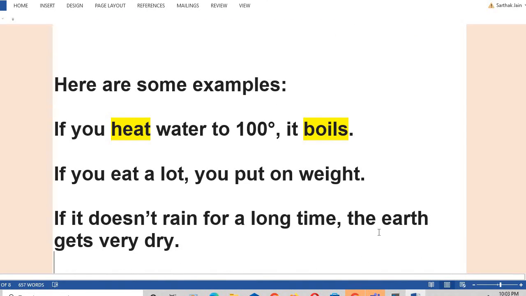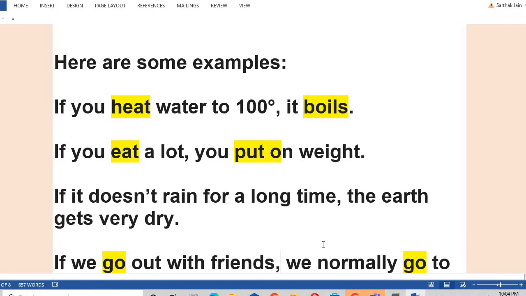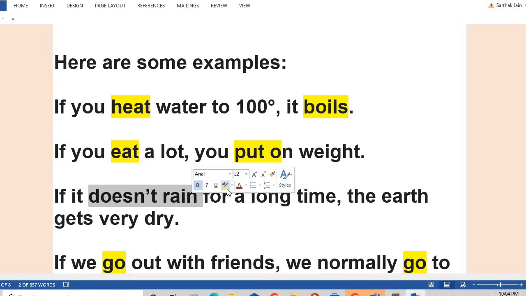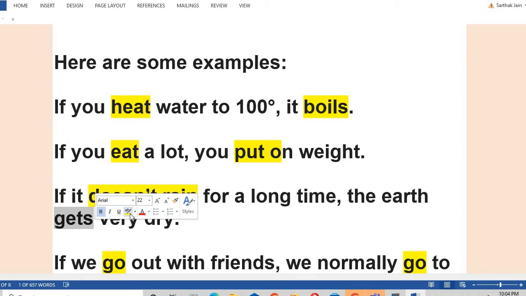Similarly, in the second and third sentences, you will notice: if you eat a lot, you put on weight. Eat and put on, both of these verbs are in their simple present forms. Okay. And the third sentence: if it doesn't rain for a long time, the earth gets very dry. These are general truths, scientific facts, and in general truths you will always use simple present tense in both the clauses. Okay.